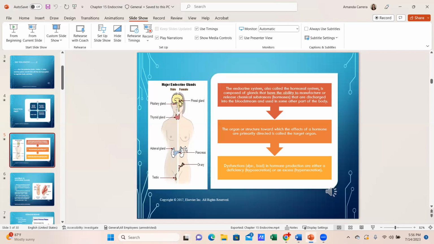Let's see. What else with that? Oh, and it's going to increase blood glucose. You can give epinephrine in an allergic reaction response like anaphylaxis. Okay. What about this next organ, the pancreas?